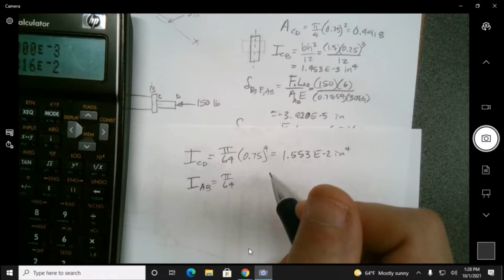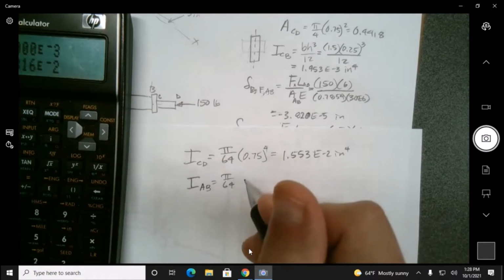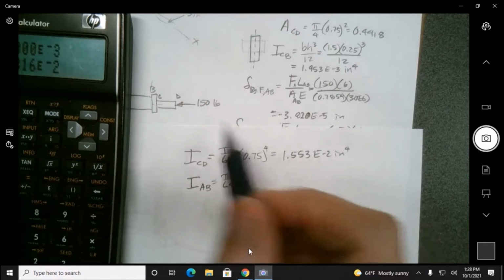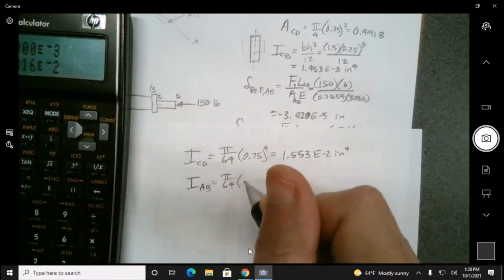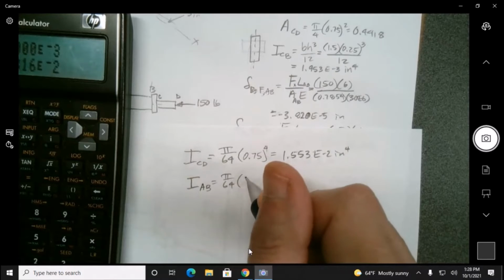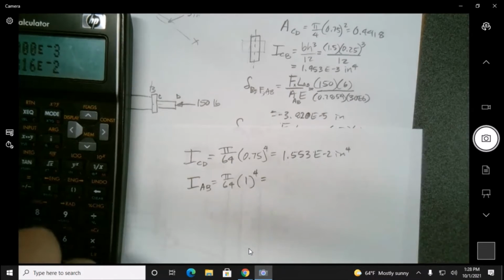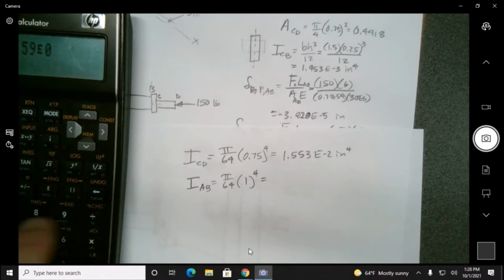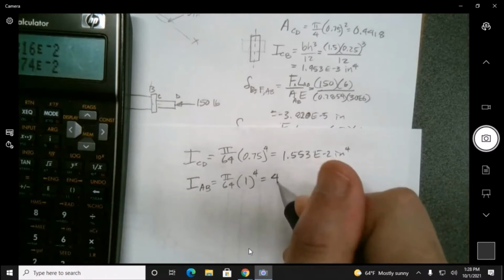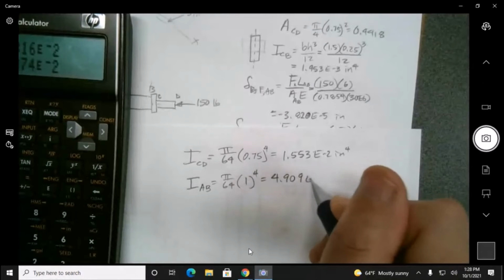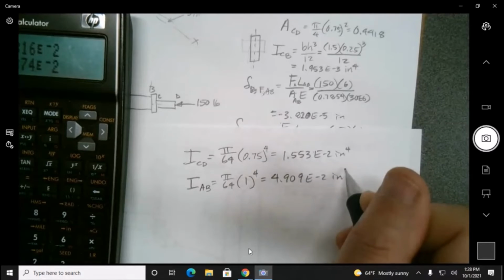Yeah, I don't have any torsion going on. That's really fortunate actually, because the torsion would be a pain if you had to do the rectangle one. And this is just the 1 inch raised to the 4th, so it's just pi divided by 64. So 4.909 E minus 2. We get that one a lot.